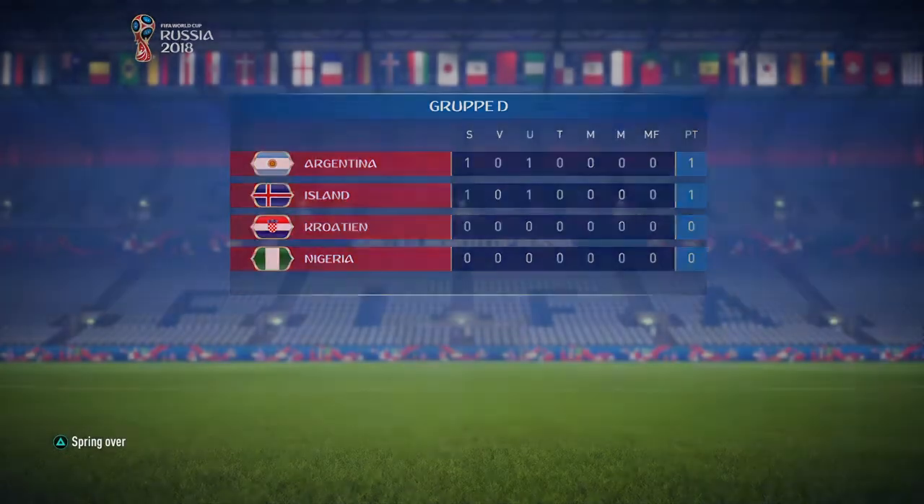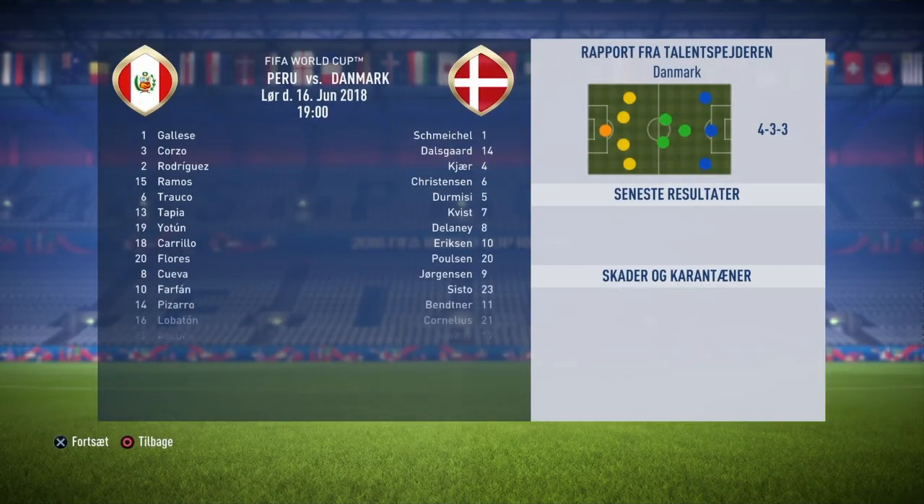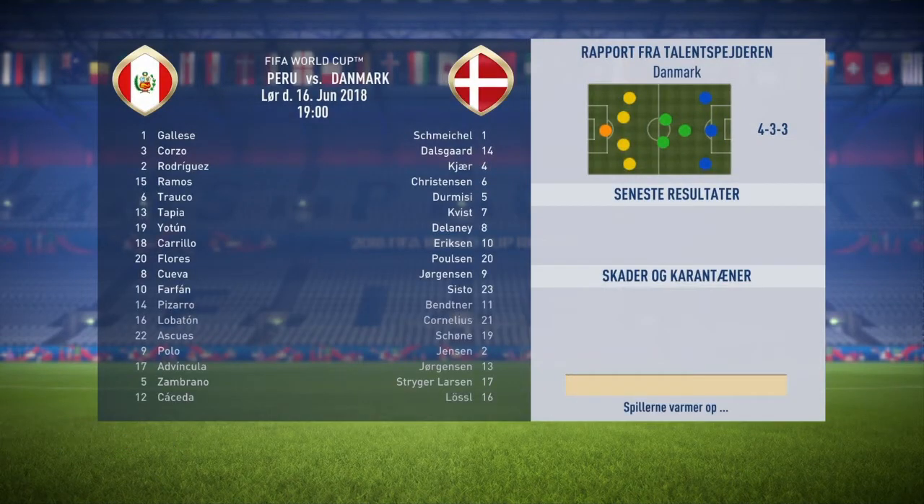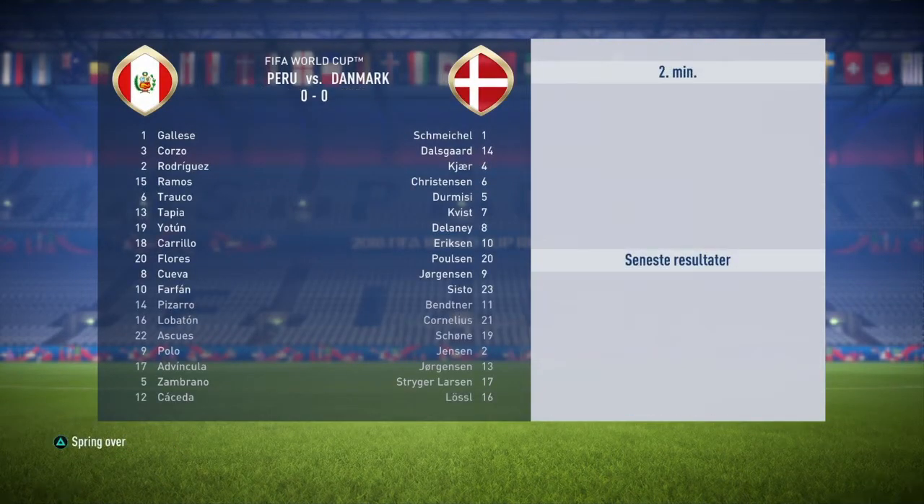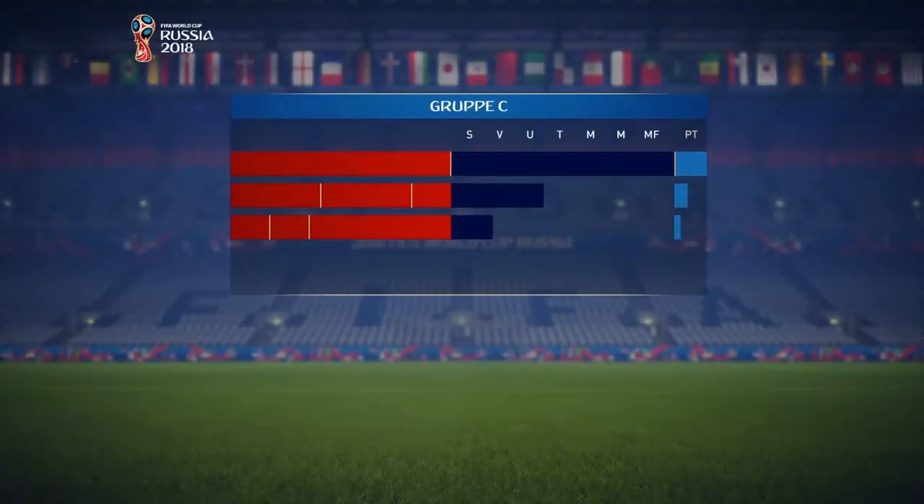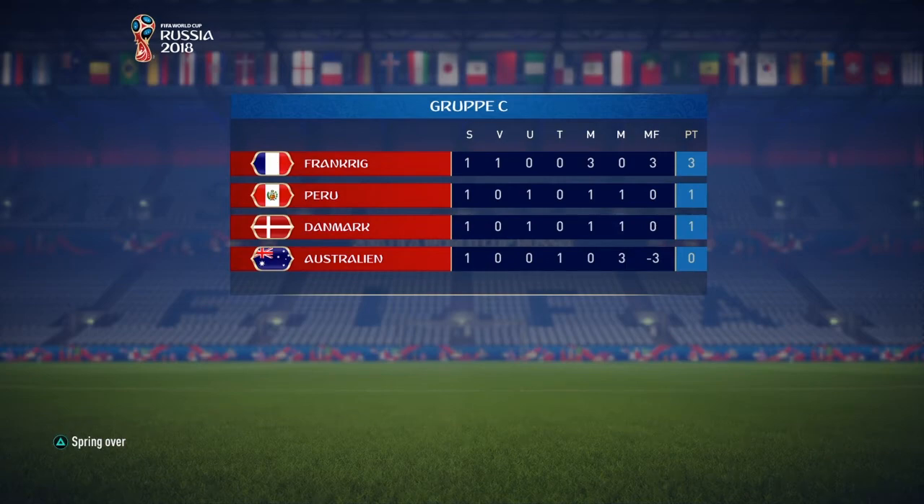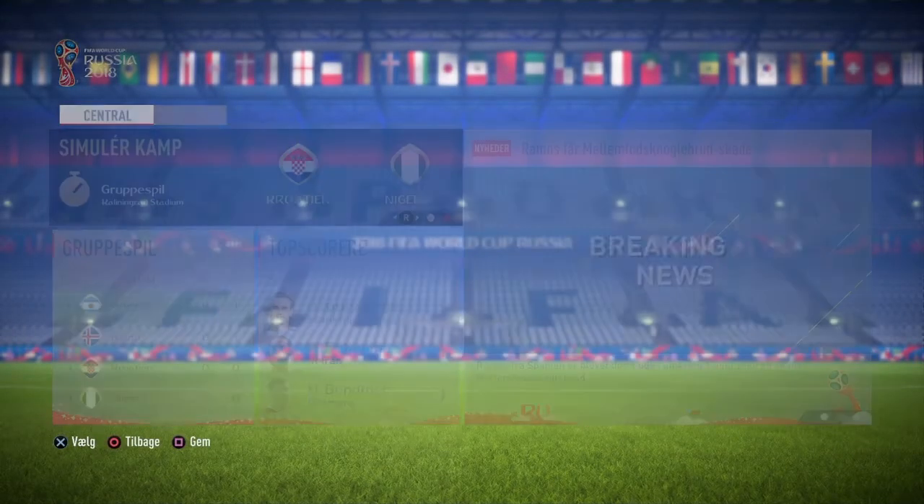The next match we get is Peru versus Denmark. And I am, of course, from Denmark. I'm sorry about the Danish layout. That's how it is. And it ends in a draw. Lord Bendtner scored, but Cueva scored in the 90th minute to end a draw. So, not the best start for my country, Denmark, who, of course, has Australia in the next match.